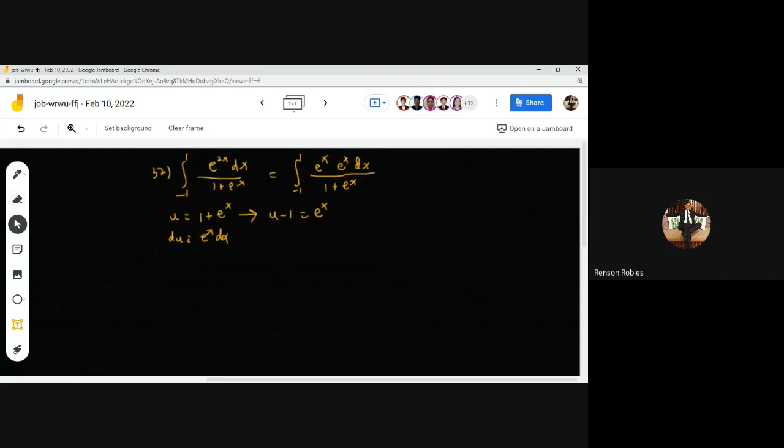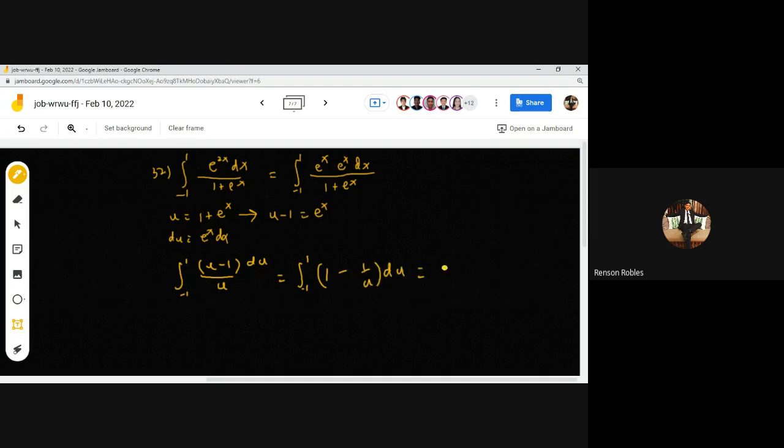So you'll have integral from -1 to 1, then e to the x, this e to the x will be replaced by u minus 1, and then this e to the x dx is our du. Then all over, what is this? Your u. Or you can also divide, since the degree of the numerator is larger than the degree of the denominator. Allow me to continue this process. So you have u over u, that's 1, minus 1 over u du.